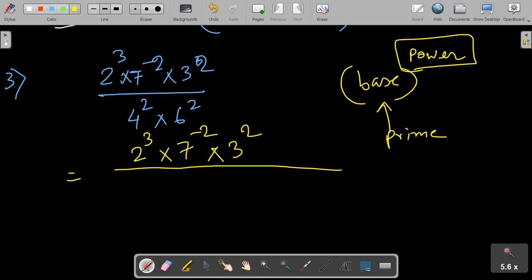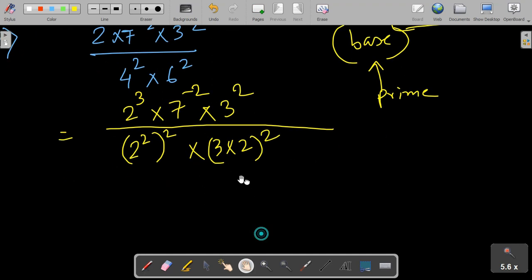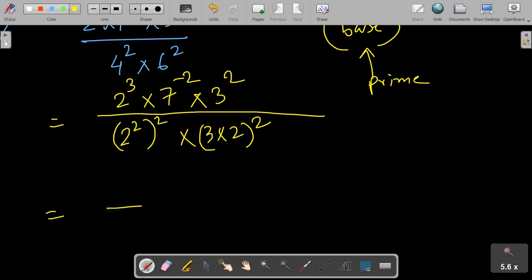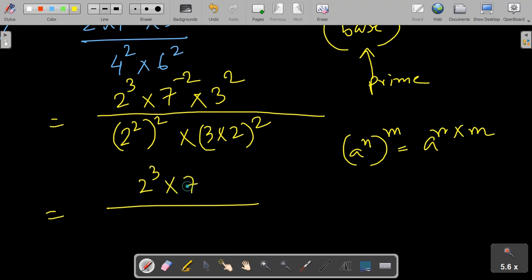Now what about the denominator portion? It is 4 written, so 4 can be written as 2 square, so 2 square whole square. Then 6 can be written as 3 into 2, so 3 into 2 whole square. Now in the next step you just apply the formula: if a to the power n whole to the power m is there, then we multiply the powers n into m. So the numerator will remain the same, but in the denominator we will use this formula, like 2 and 2, so it would be 2 to the power 4.